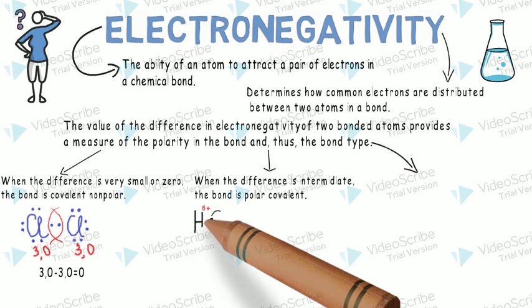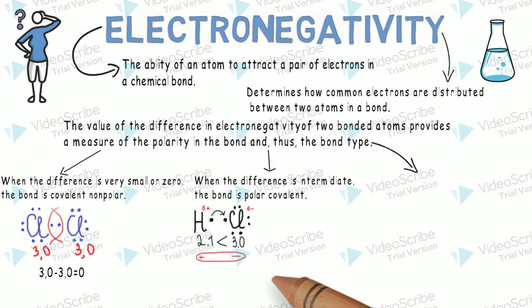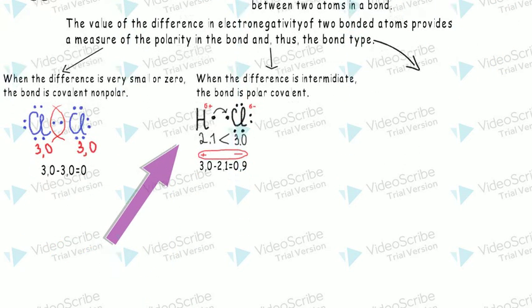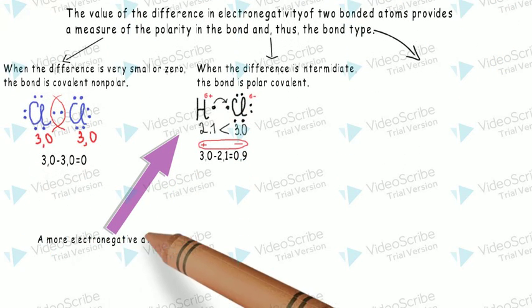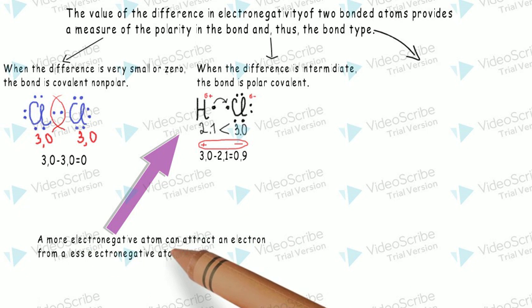For example, the difference in electronegativity between a hydrogen atom and a chlorine atom is 0.9, and this bond is polar. In this bond, a more electronegative atom can attract an electron from a less electronegative atom.